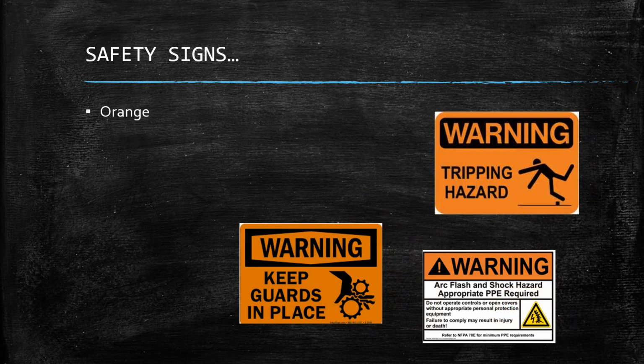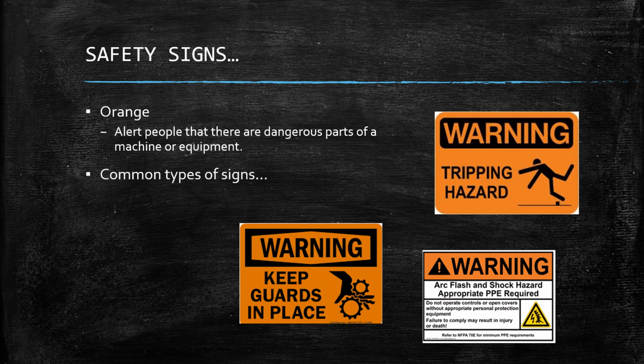Next is orange. The color orange is used to alert people to the fact that there are dangerous parts of a machine or equipment. Orange signs are used as warning signs. Warning signs represent a hazard level between caution and danger. Warning indicates a hazardous situation, which if not avoided, could result in death or serious injury.